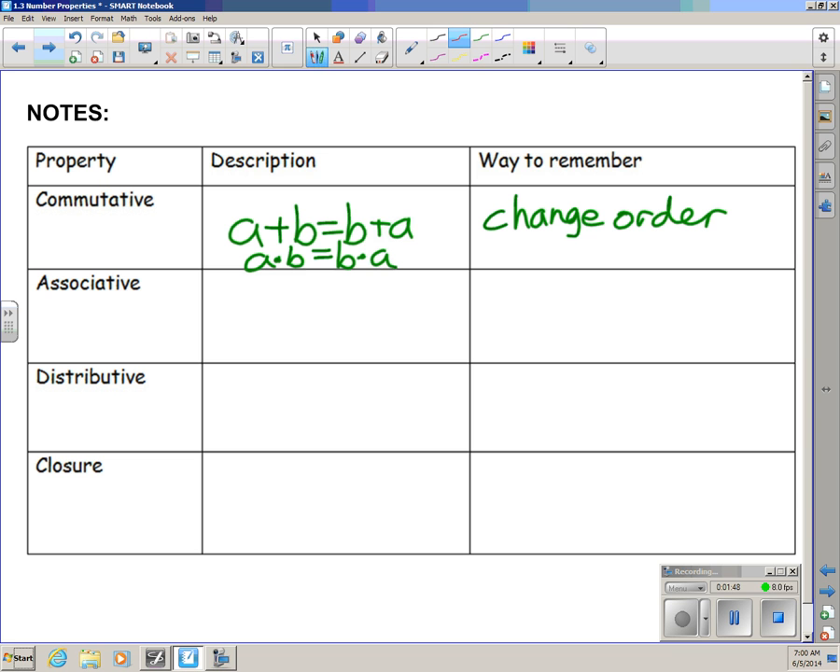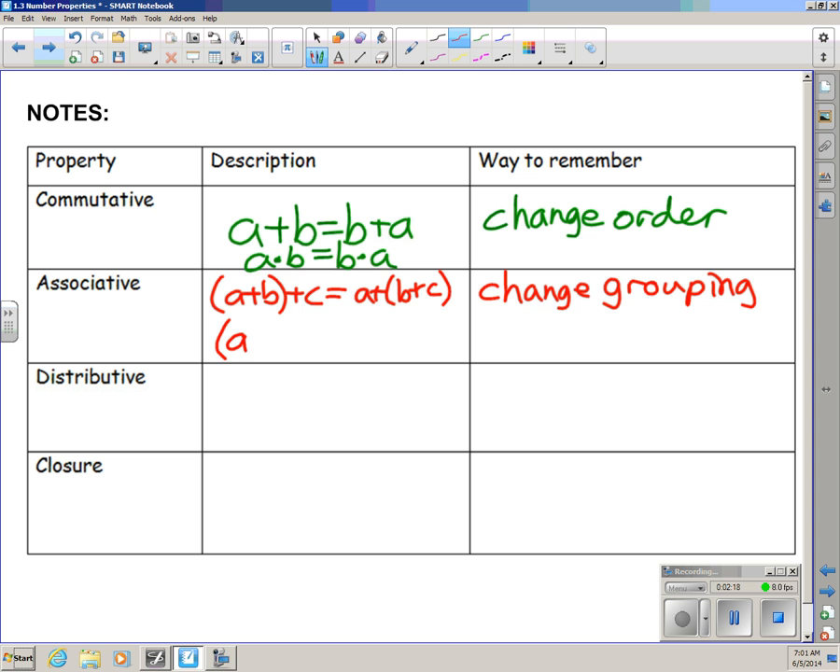The associative property does not change the order, but changes the grouping of the numbers. So if you have the quantity A plus B plus C, it is equal to A plus the quantity B plus C. Change the grouping. The associative property also works under multiplication. So the quantity A times B times C is the same as A times the quantity B times C.